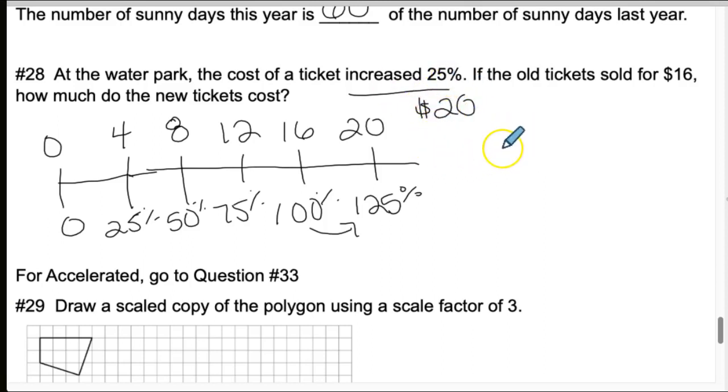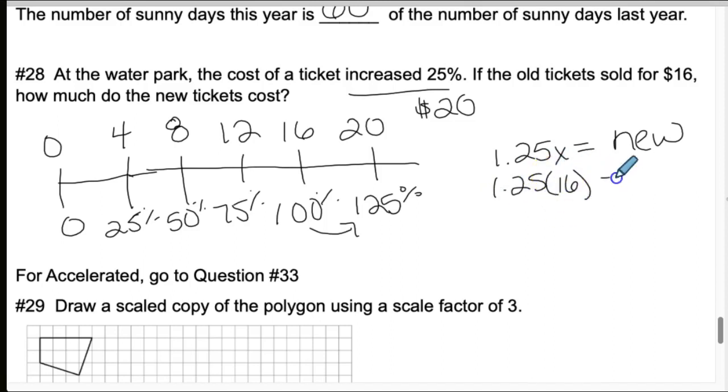That's how much the ticket sold for. You could also say that the tickets were 1.25 times the original, and that would be the new cost. So 1.25, the original was 16. That means it's $16 plus another 25%, and that would also be equal to 20.